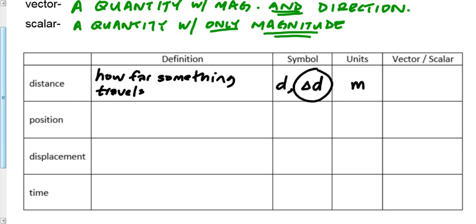It's a scalar, yeah. I walked 6 meters in that example that I gave you, right? Not 6 meters north. I mean, I might have walked 6 meters north, but I didn't express that. My distance was just 6 meters. It's going to be a scalar.